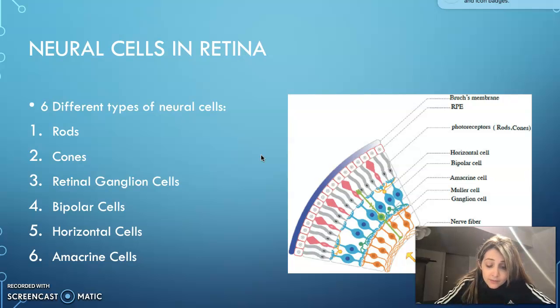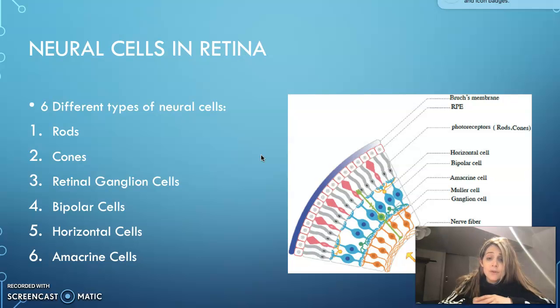First of all, we're going to start with the rods. These are one of the most abundant cells within the layers. There are about 120 million rods in the human retina. They are usually found on the periphery of the retina. Very few of them, or none of them, could be found in the center of the retina. They are very light sensitive, about 1,000 times more sensitive to the light than the cones are.